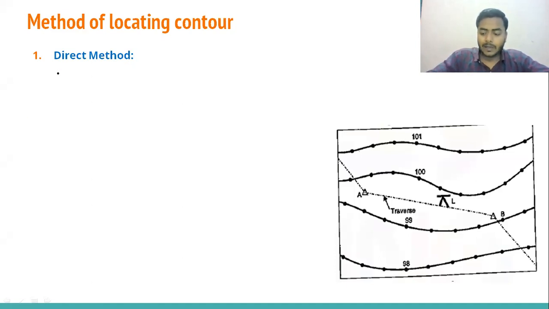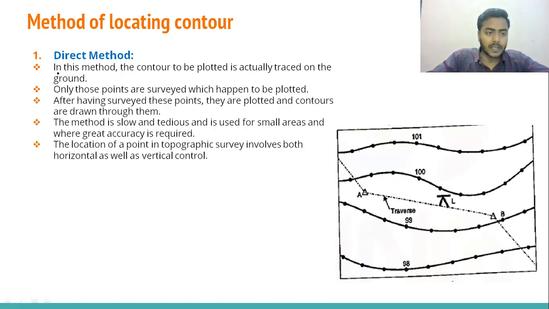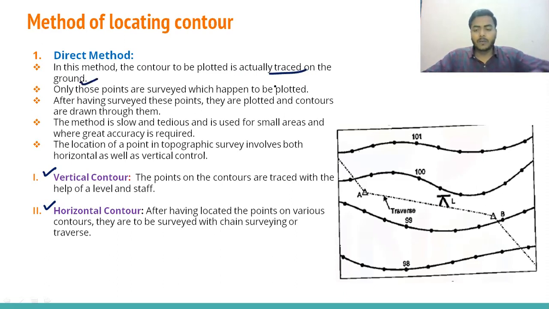This will be done in two procedures, or two steps: vertical control and horizontal control. First we will do this one, then we can go for the other. In this method, the contour is plotted by tracing on the ground. Suppose this is the ground, as you can see in the figure, and we will randomly mark stations like this dotted line.